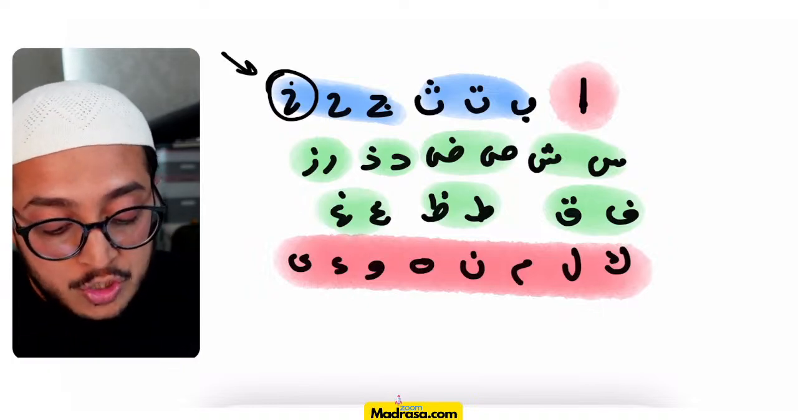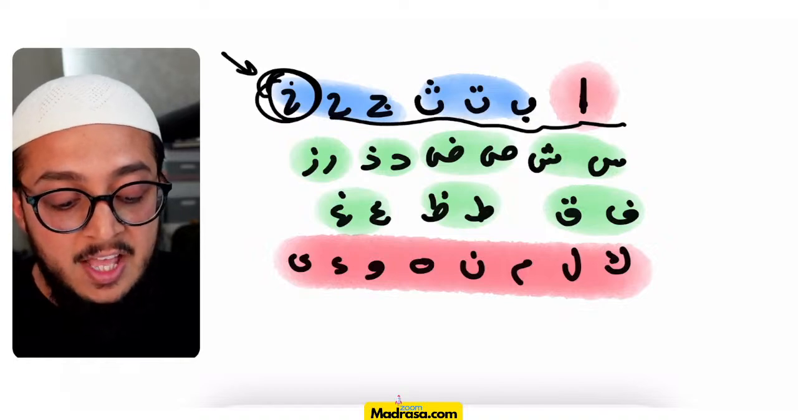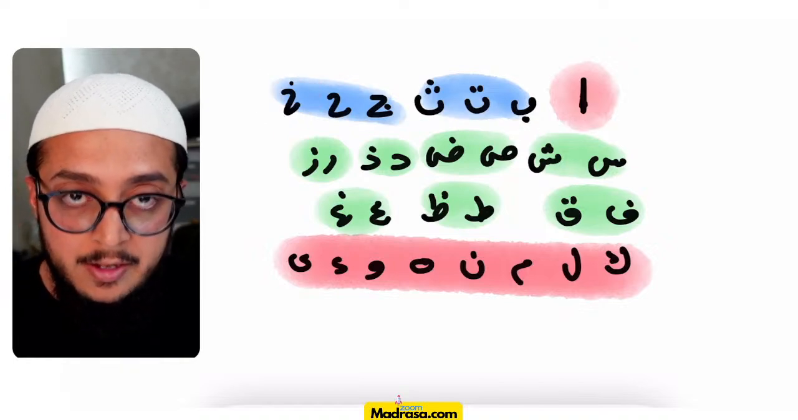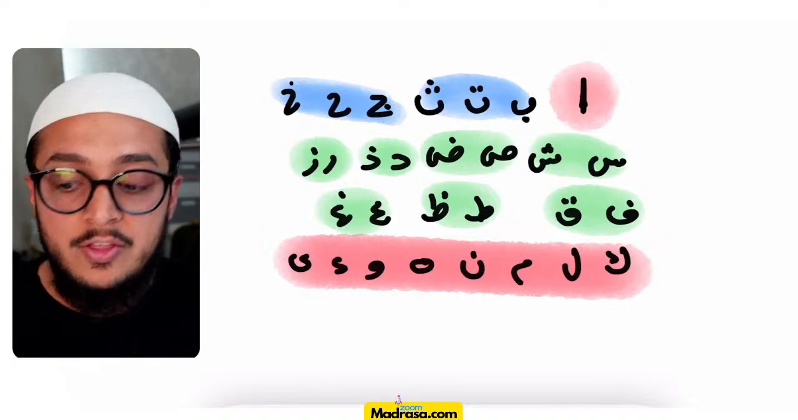So I don't want you to memorize, no, this is kha because this is alif, ba, ta, tha. No, that's not what we're trying to do here. What I would like to do, first of all, is categorize these letters into 3 categories.